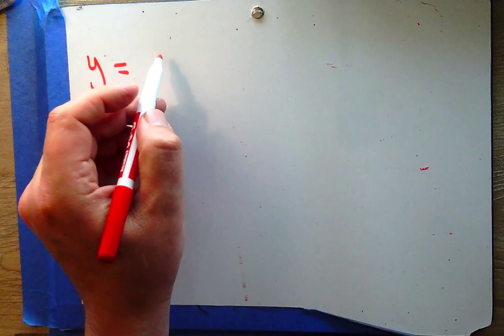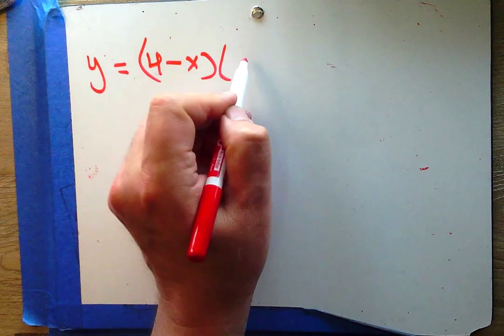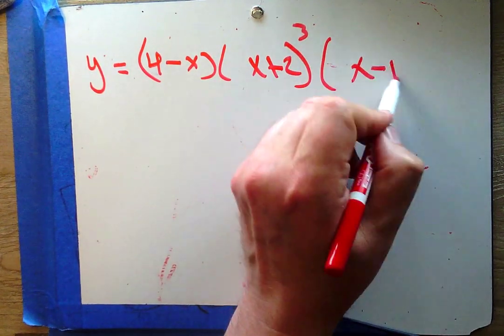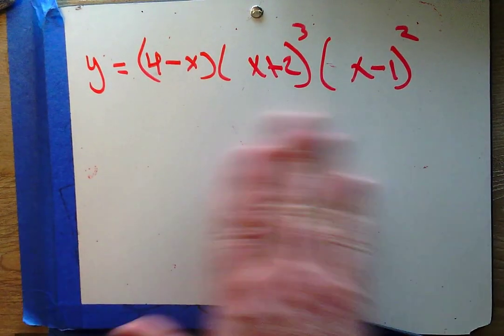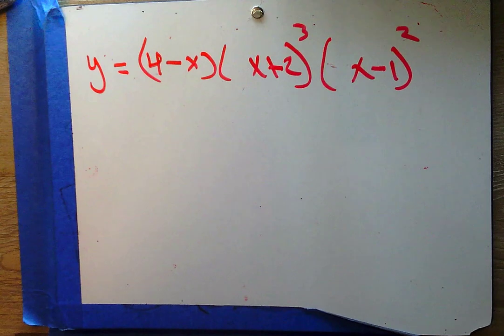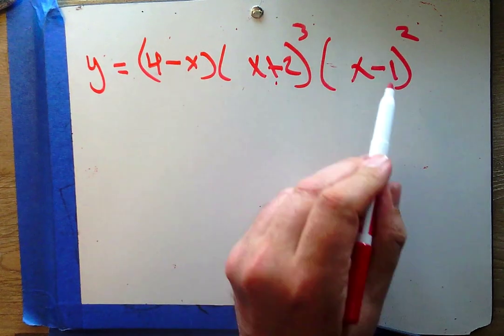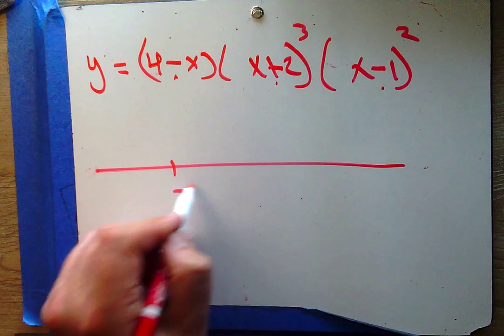Y equals 4 minus x plus 2 to the third, x minus 1 squared. Okay, pause the video, graph this up, come back when you're done. Okay, so did you notice that the x-intercepts are at negative 2, positive 1, and positive 4?